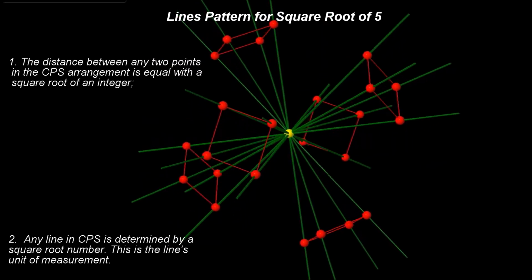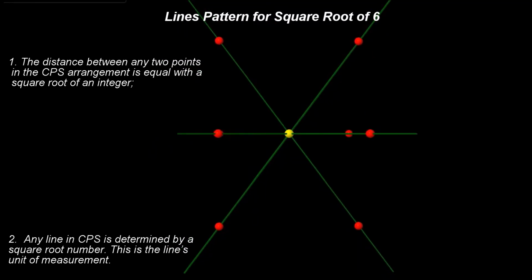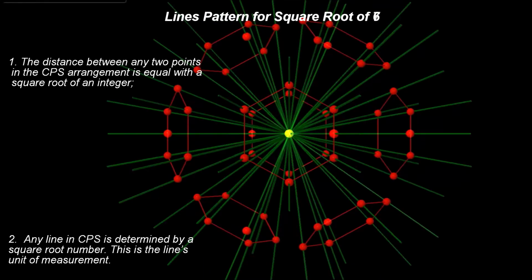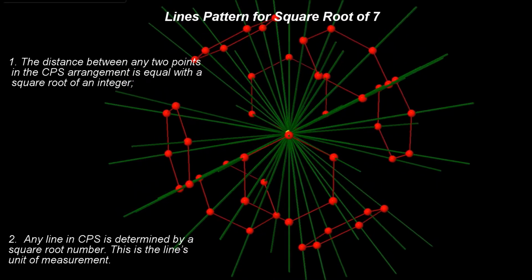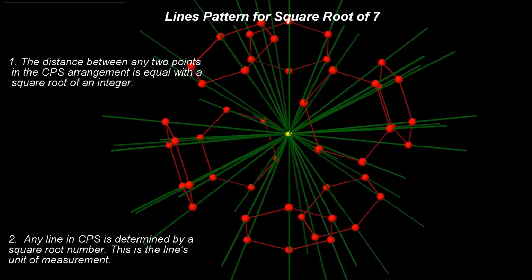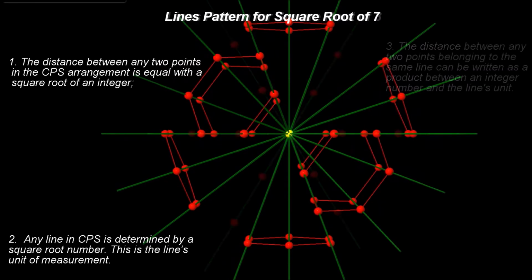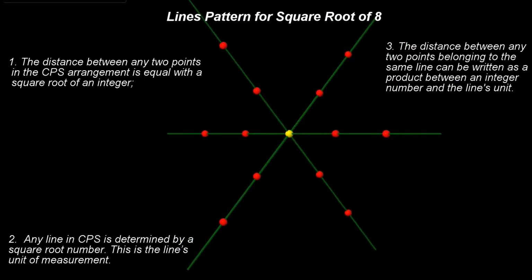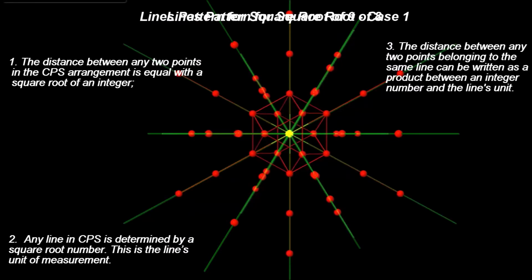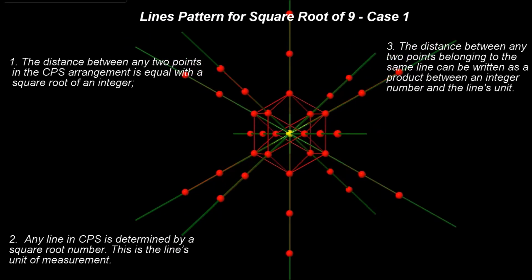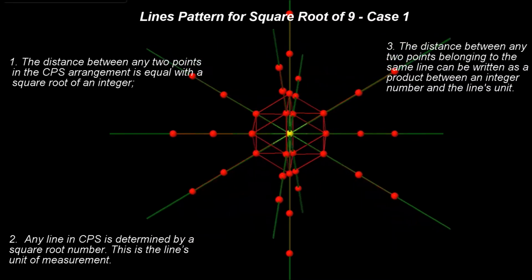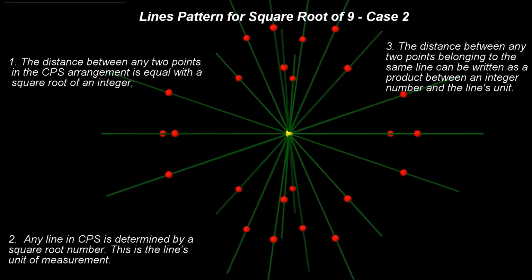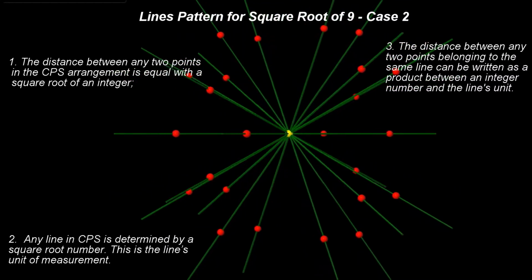In the previous video, we have presented and investigated the lines patterns corresponding to the first 13 square root numbers. Can one continue this process and find lines patterns for the next, let's say, 1000 square root numbers? At this stage in our investigation, we can only state that the distance between any 2 points in CPS can be expressed as a square root of an integer number.